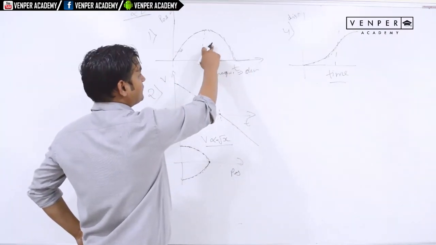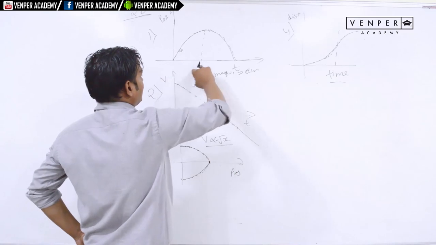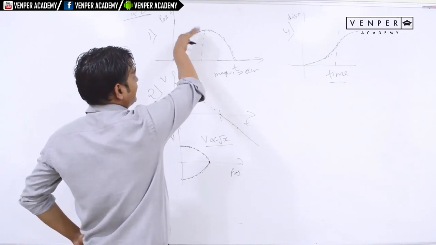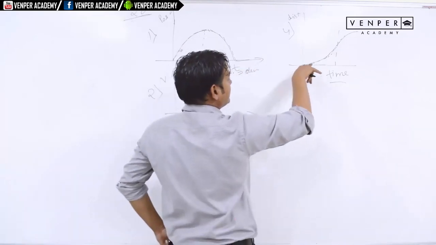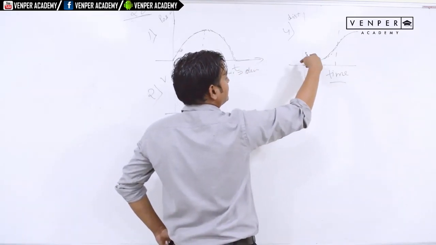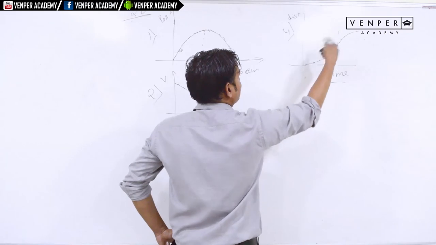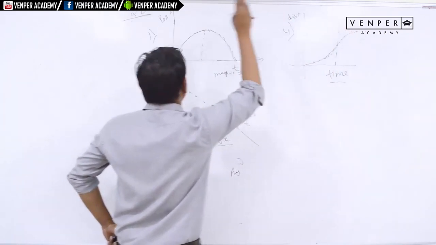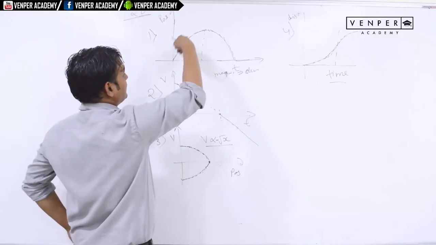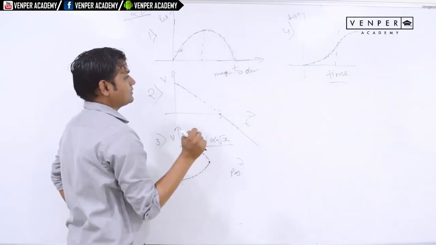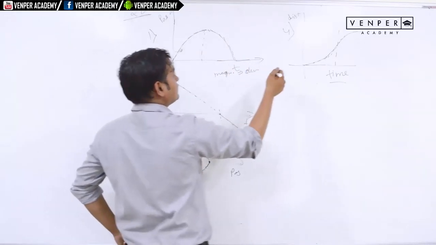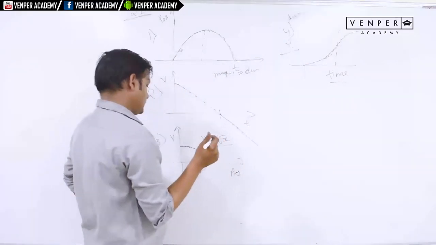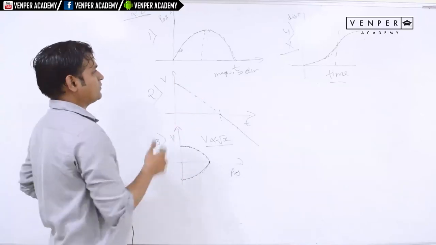This one, position-time graph. Initially, with respect to time, the rate of change of that slope was decreasing. Here, in this case, the slope simply means speed. Initially speed is increasing, then decreasing. But in this case, it is decreasing and then increasing. So in all this, you can say that this graph is not valid. Clear? That's all.